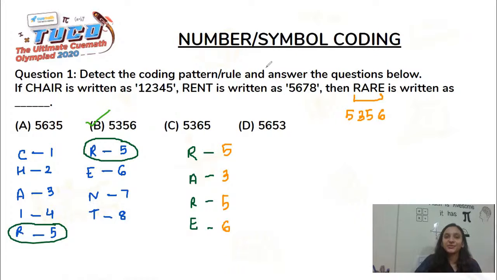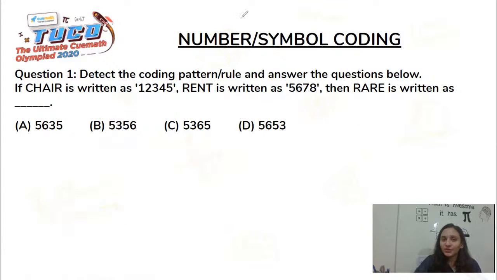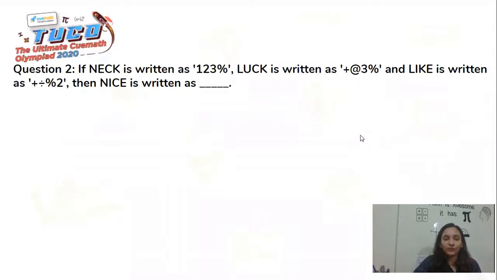So I hope you've understood how to do the question, which is based on number symbol coding. That is, a letter has been assigned a particular number, and that's the way it has been coded. And how could we get to that? Because what we saw is that R was coded the same way in both the words. So that means each letter has been assigned a specific number, and that number is the code for that letter.